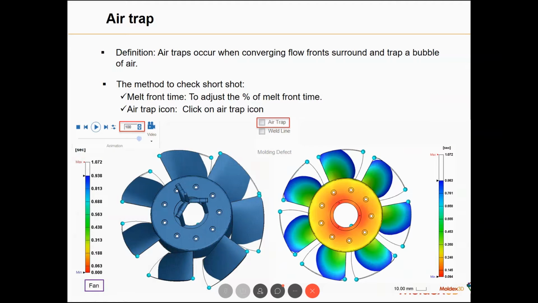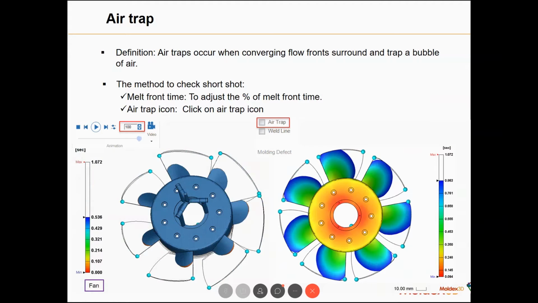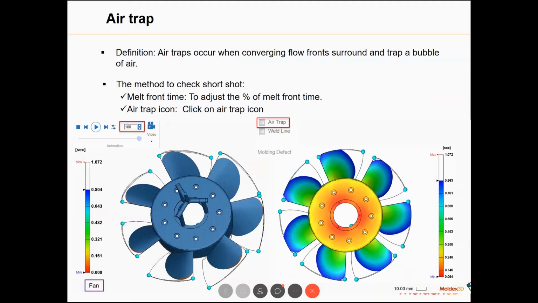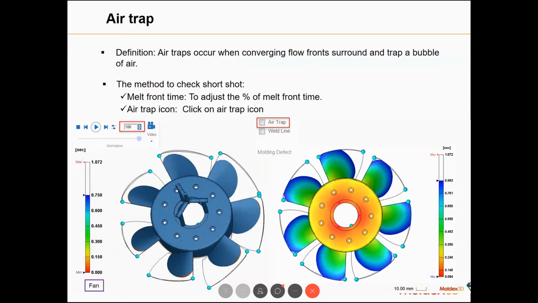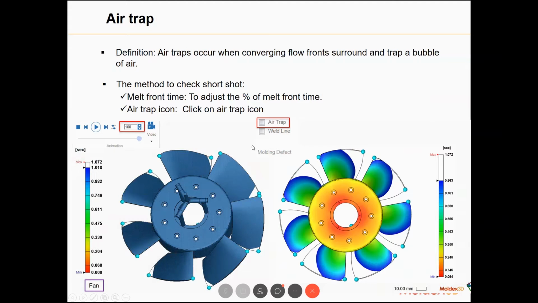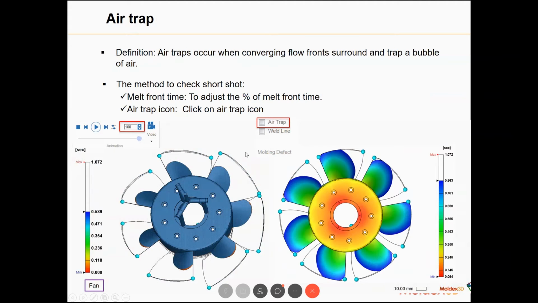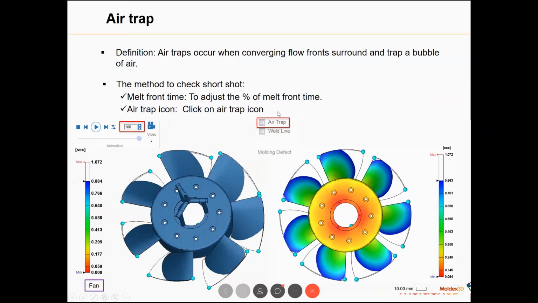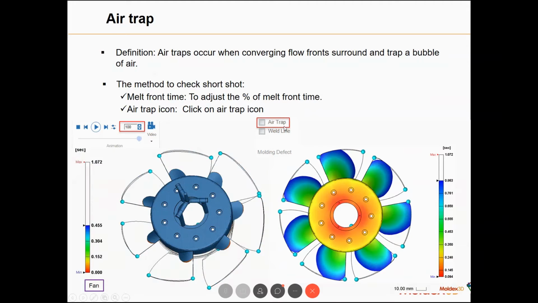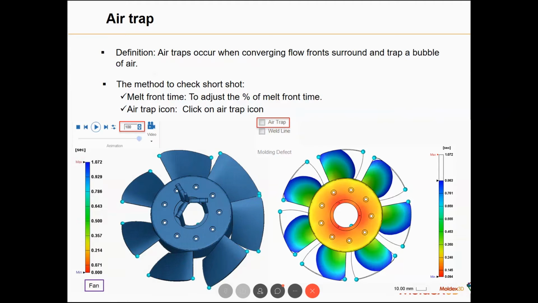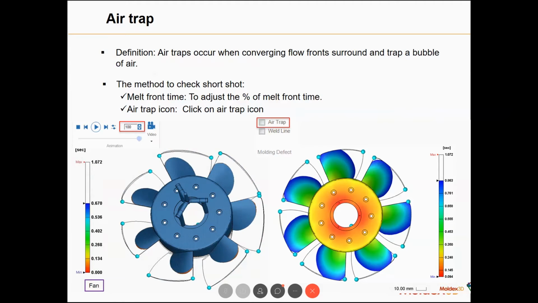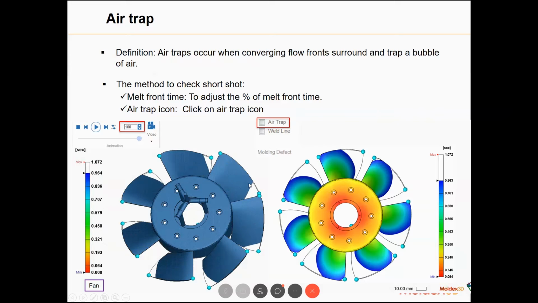The other common result is the air trap. You can adjust the percentage of the melt front time. Air trap usually occurs at the flow front end. And you can also click the air trap icon here to see the air trap positions. From these results, you can have a basic understanding of how to design your venting positions on your mold.